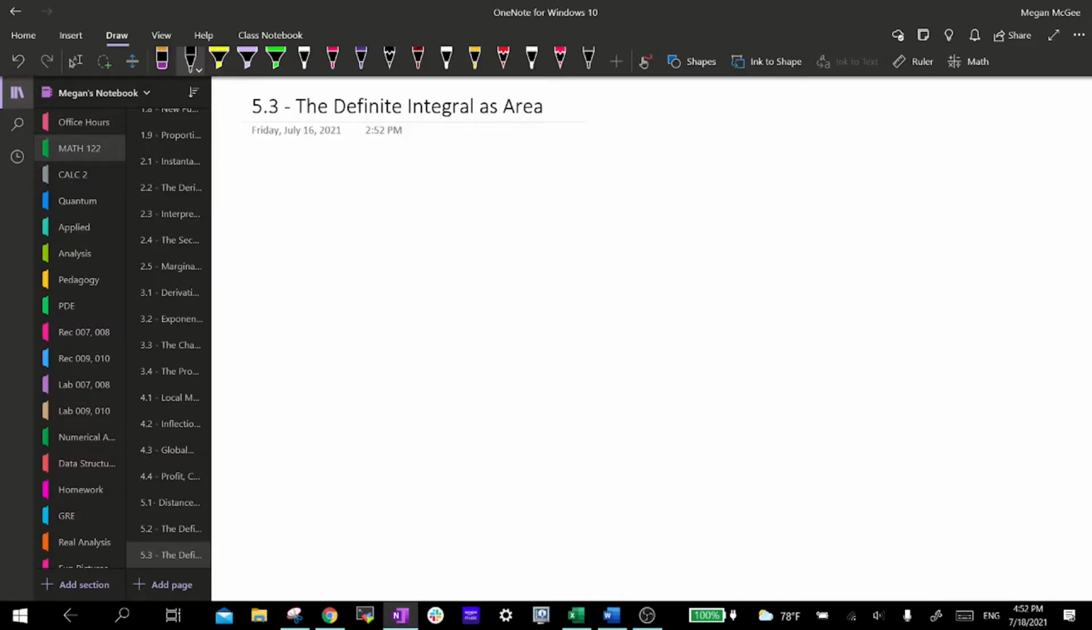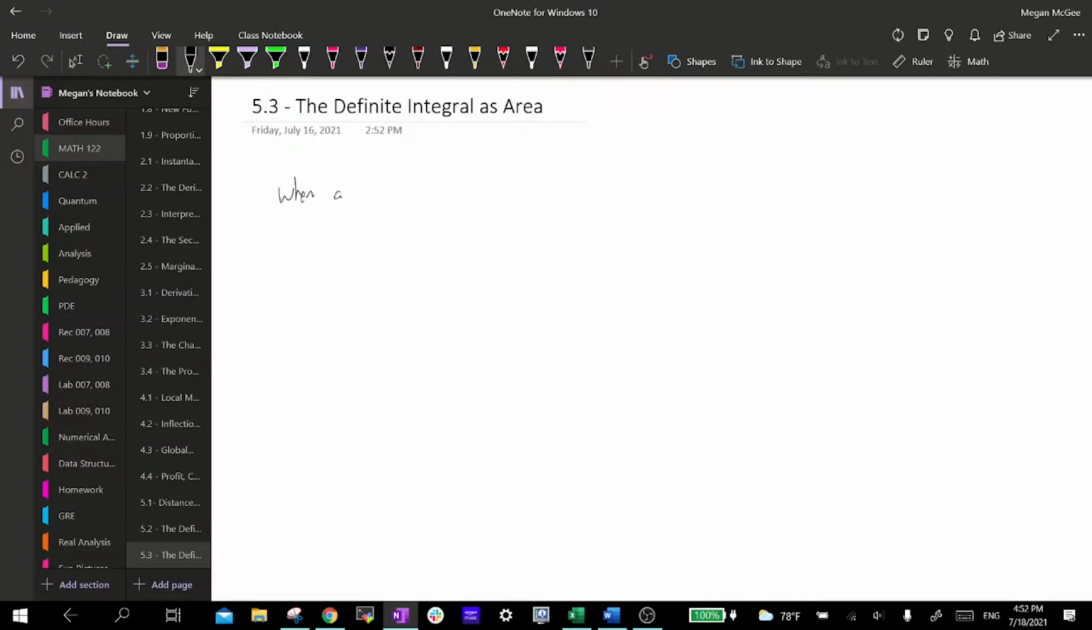Welcome to section 5.3, the definite integral as area. So we've already mentioned that the definite integral calculates the area under a curve. Today we're going to get a little bit more specific. Alright, so we're going to put it into words here.